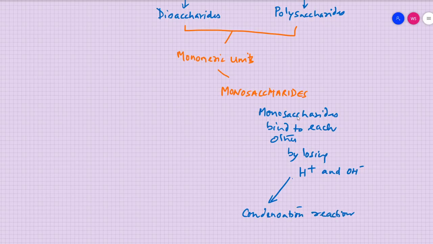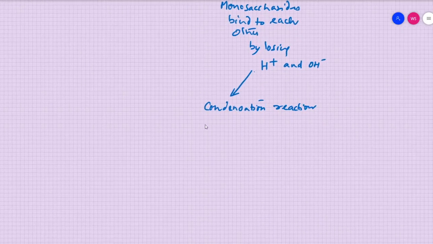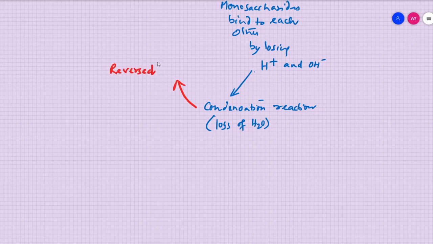Why is it called a condensation reaction? Because two monosaccharides are going to lose water, so their entire structure becomes reduced, and therefore we call it a condensation reaction. So in a condensation reaction, there is loss of water. In the body, this condensation reaction is reversed.